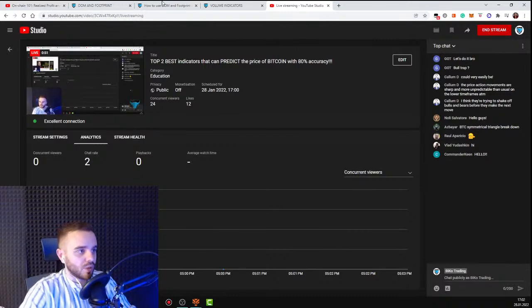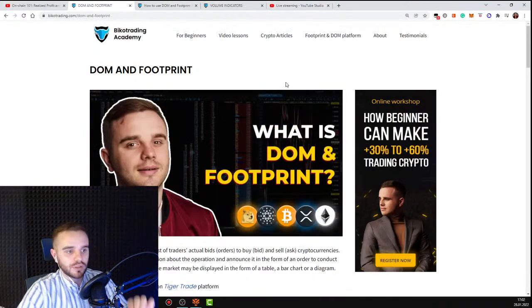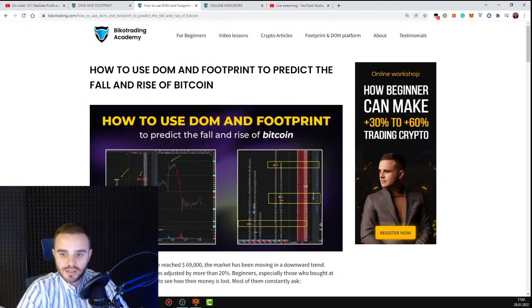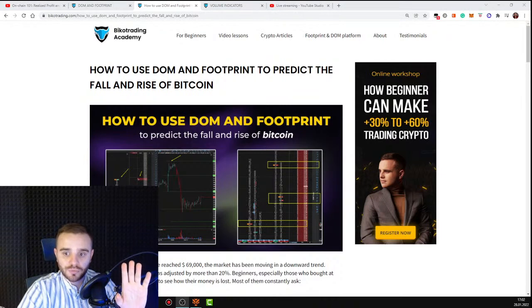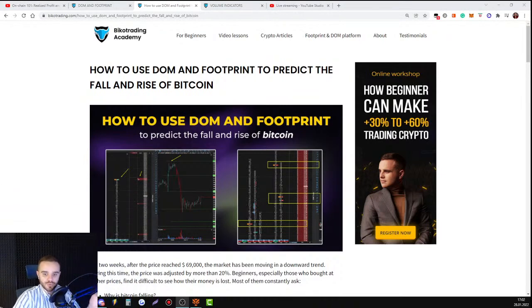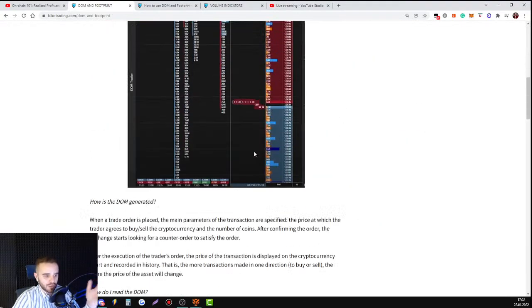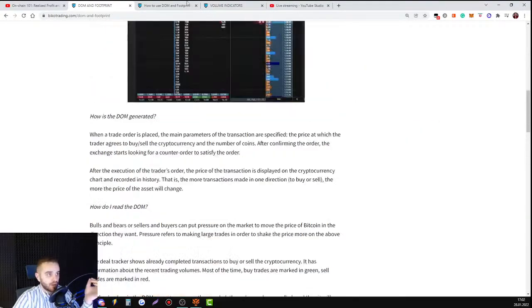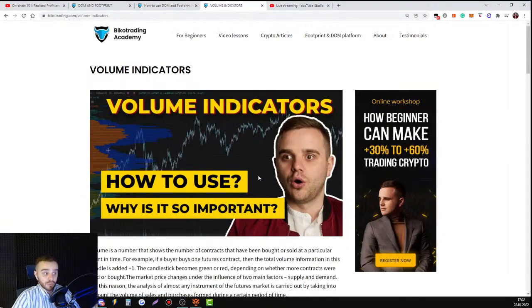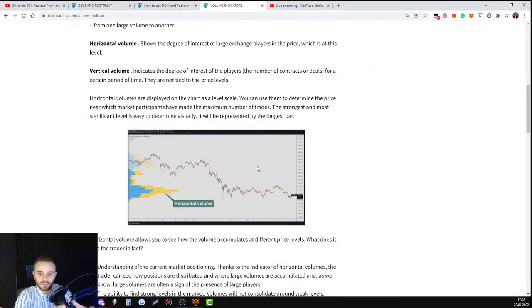Good. Once more, what will be the program of today's lesson? First, how to use DOM footprint. But before, we will cover what DOM footprint is and the importance of this. And second part, it will be volume indicators, because volume and DOM footprint are connected together.